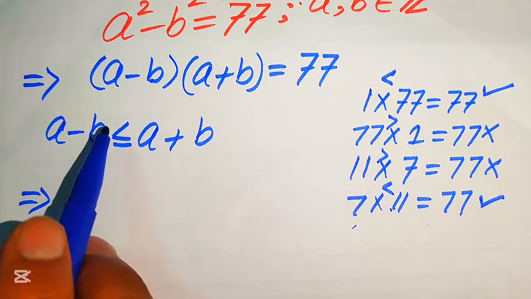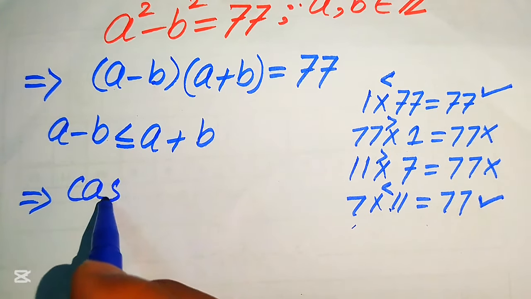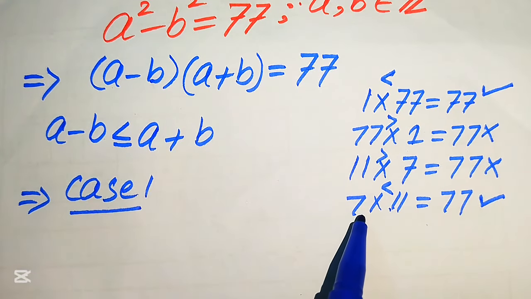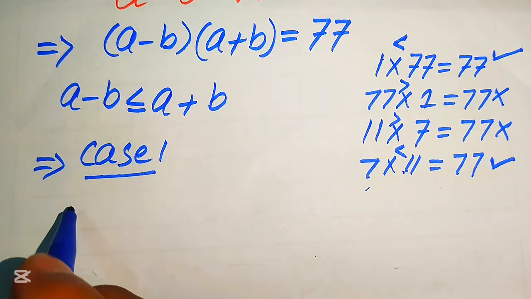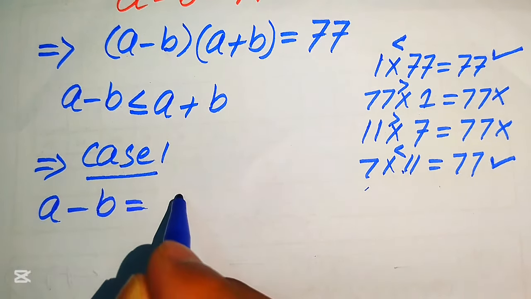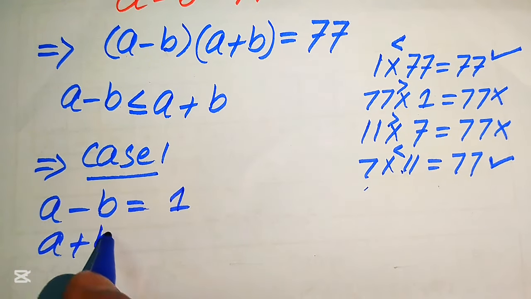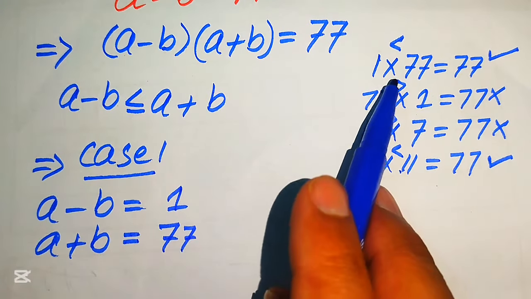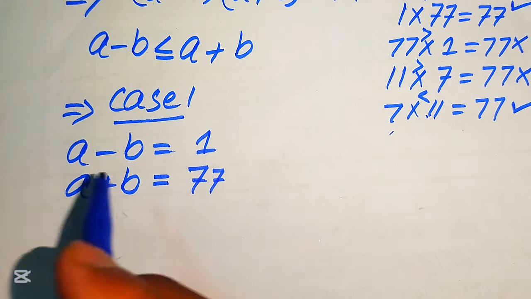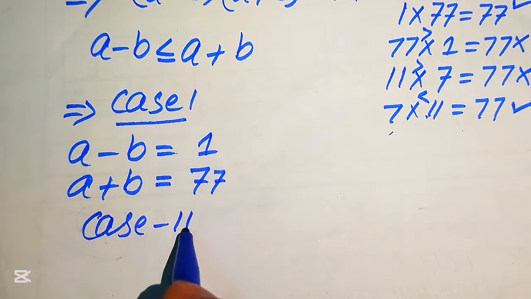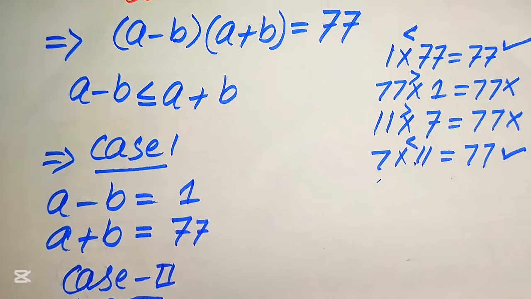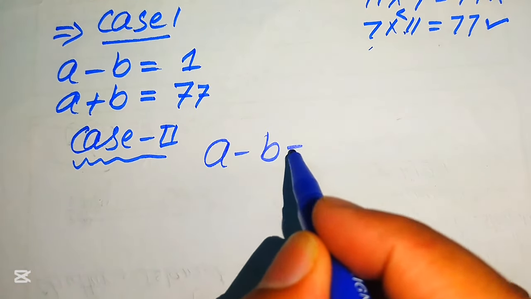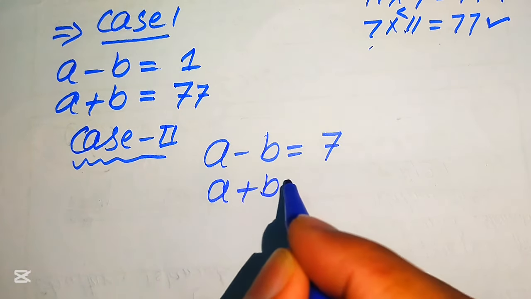So we just divide this equation into two cases. The first case is we compare the left hand side with these two values, and the second case is we compare these two values in this case. So in the first case we write a minus b equals 1 and a plus b equals 77, giving these two simultaneous equations. In the second case we compare the left hand side with these two numbers, and after comparing we write a minus b equals 7 and a plus b equals 11.